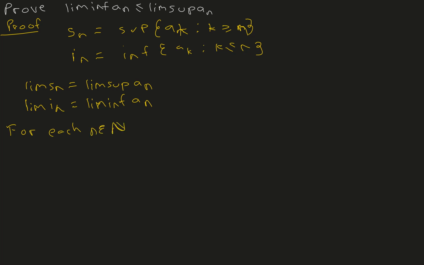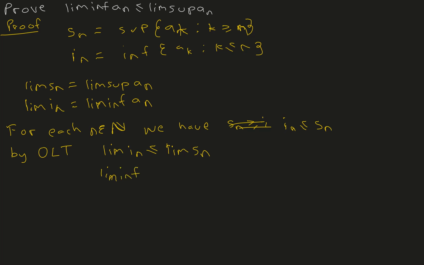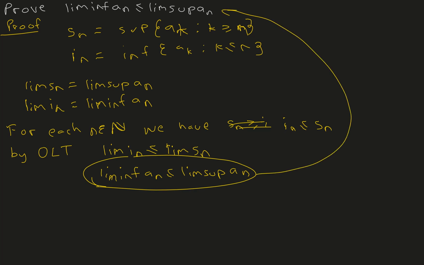I'm writing it out more formally. We have I_n always being less than or equal to S_n. And so by the order limit theorem, the limit of I_n will also be less than or equal to the limit of S_n, and the limit of I_n, remember, is the lim inf of A_n, which is less than or equal to the lim sup of A_n. And that's exactly what we needed to show. And we're done with the proof.